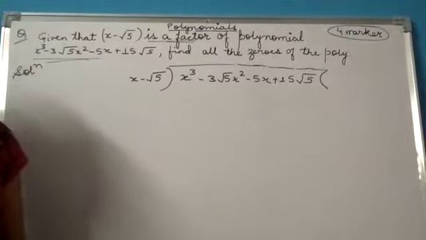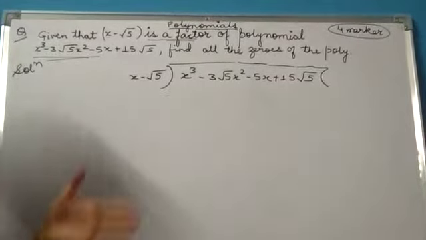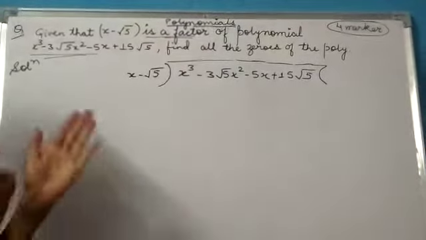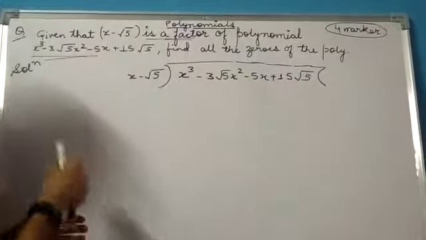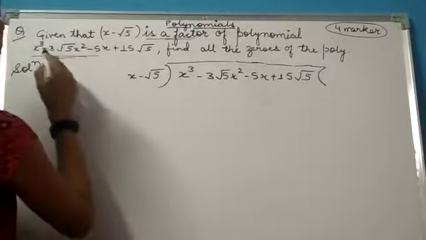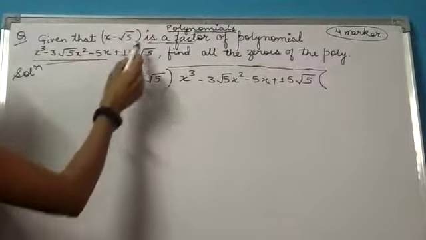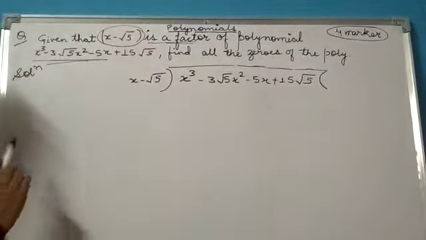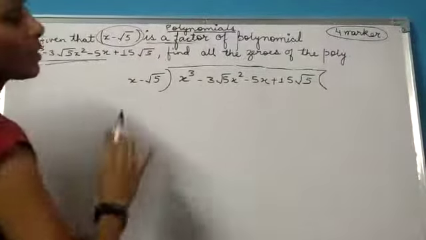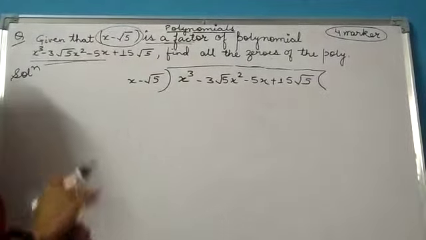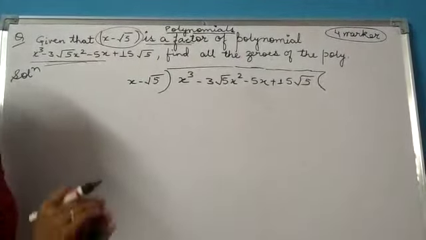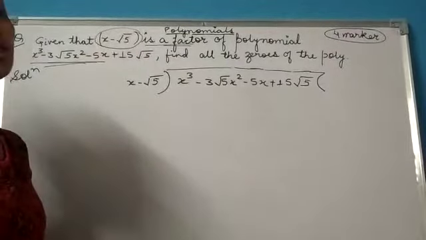Good morning, children. Today we are going to discuss a 4-marker question from the chapter Polynomials. Let's discuss this question. It is given that x minus root 5 is a factor of this polynomial. Whenever a factor is given and we divide the polynomial by the given factor, the division should come out to be a complete division.